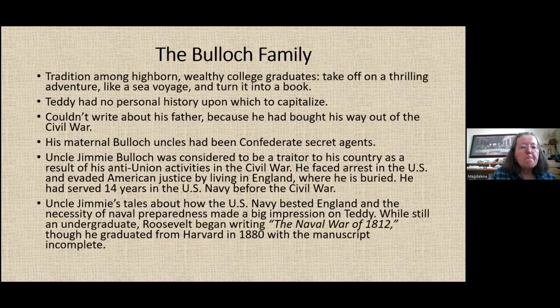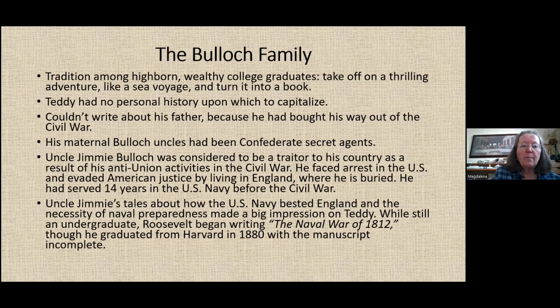So, growing up among the highborn wealthy, there's a tradition, and after you graduate from college, you take off on a thrilling adventure like a sea voyage, and then you turn it into a book. However, there was a problem. Teddy had no personal history which he could capitalize on to write a book.